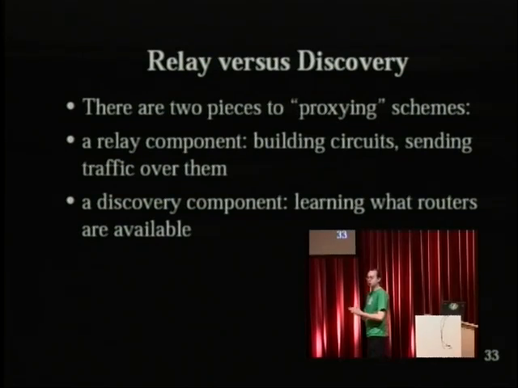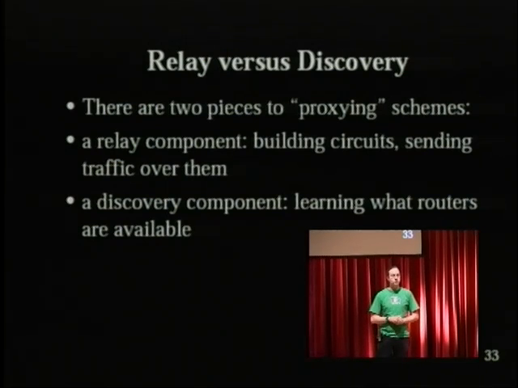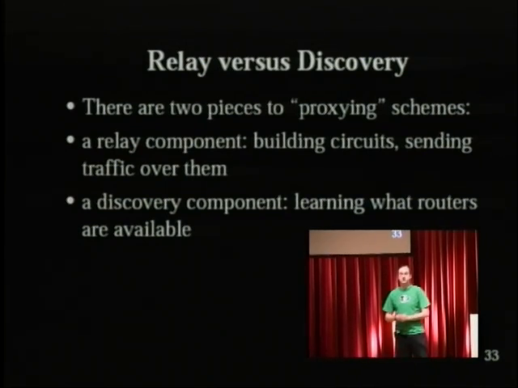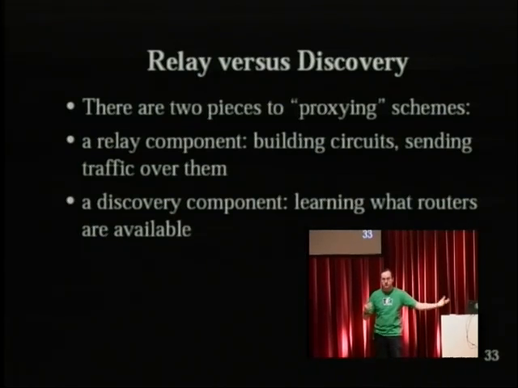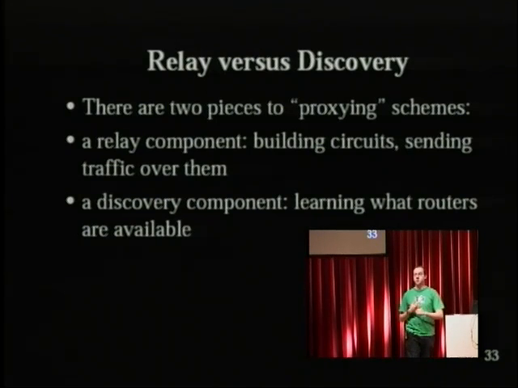Okay, so the big picture: how do you build a circumvention system? How do you build a proxying scheme? There are two big pieces to them. The first piece is the relay component. How do you actually build the paths? How do you actually send the traffic back and forth, do the encryption, stuff like that? The second piece is discovery. How do you figure out what the servers are?